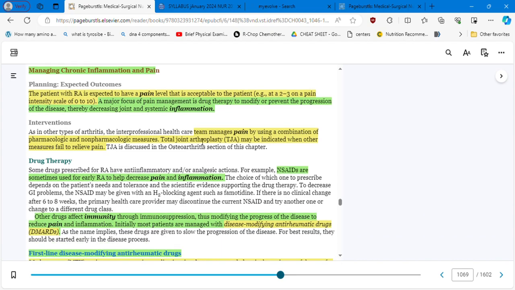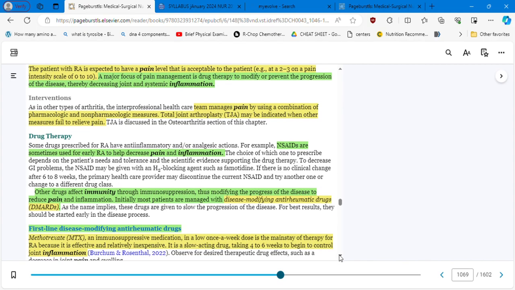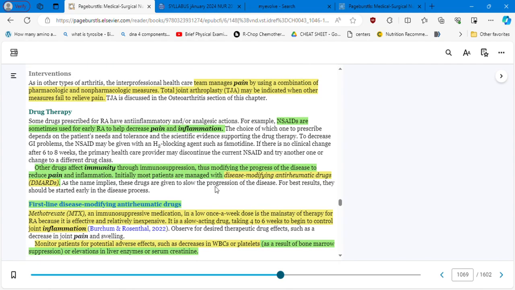Interventions. What are we going to do? This is a team that is going to manage pain by using a combination of pharmacology and non-pharmacologic measures. Total joint arthroplasty may be indicated when other measures fail to relieve pain. This is in case of severe RA. So drug therapy, we're going to use NSAIDs, and sometimes used for early RA to help decrease pain and inflammation. Other drugs affect immunity through immunosuppression. That's modifying the progress of the disease to reduce pain and inflammation.